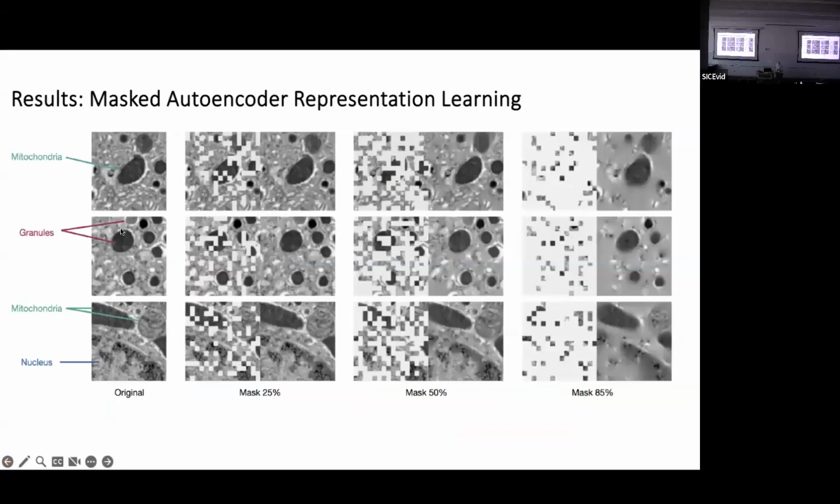And this just shows you some examples of how good the autoencoder is. If we take the original data and we know what these structures are, mitochondria, nucleus, and we mask 25% of the image, the autoencoder is able to decode this image from the internal representation that it learns, and that's pretty similar to the original. If we do 50% masking, it's still able to learn the major structures, although you can see it getting a little bit fuzzier. And even if we mask 85% of the image, it's able to learn the major structures. So the autoencoder does a pretty good job of learning an internal representation, given enough information.